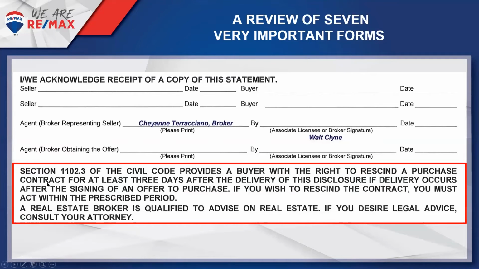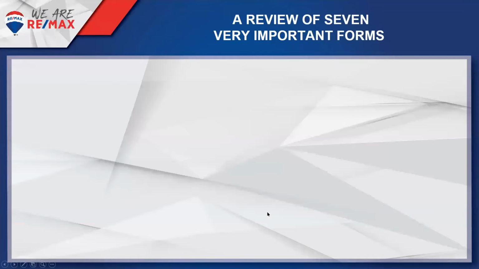And then they discuss Civil Code 1102, a buyer's right to rescission when this is delivered, if it wasn't delivered prior to the buyer writing up an offer. It has to be delivered prior to the buyer writing the offer, not prior to the offer being accepted. That takes care of the TDS.